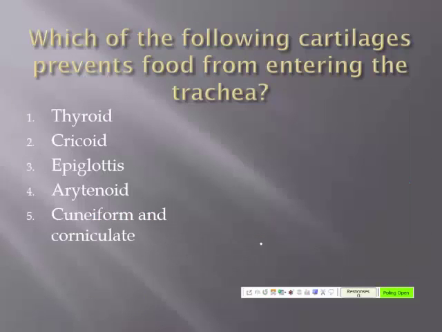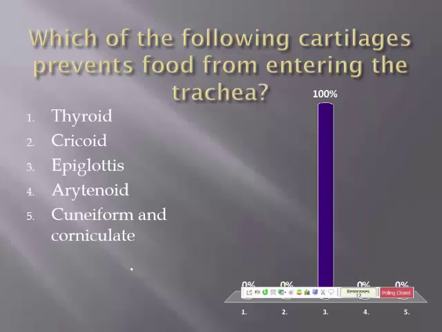So here, let's do a bit of review. Which of the following cartilages prevents food from entering the trachea? Epiglottis, very good.